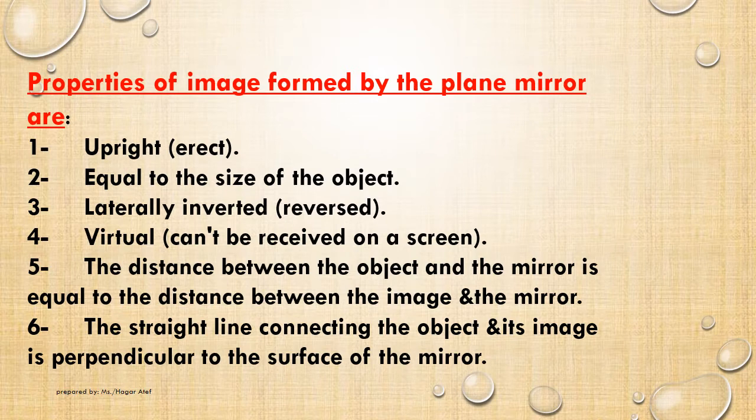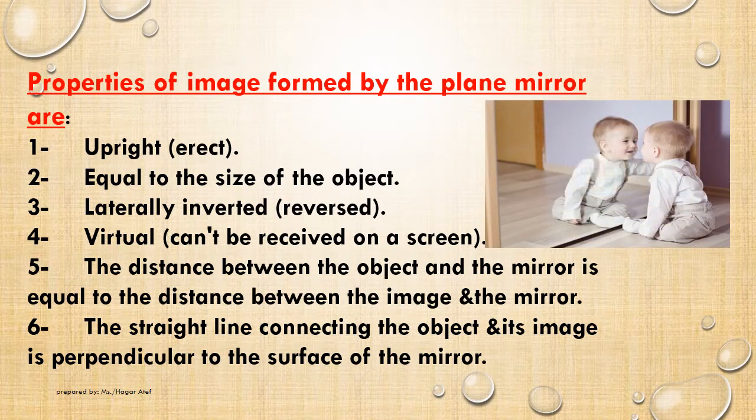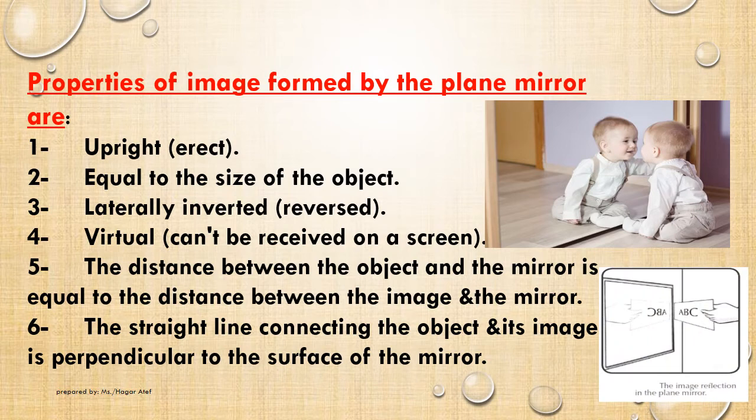So, the properties of the image formed by the plane mirror: number 1, upright or erect. Number 2, equal to the size of the object. Number 3, laterally inverted or reversed. Number 4, virtual, can't be received on a screen. Number 5, the distance between the object and the mirror is equal to the distance between the image and the mirror. Number 6, the straight line connecting the object and its image is perpendicular to the surface of the mirror.